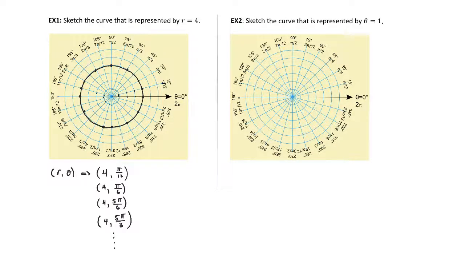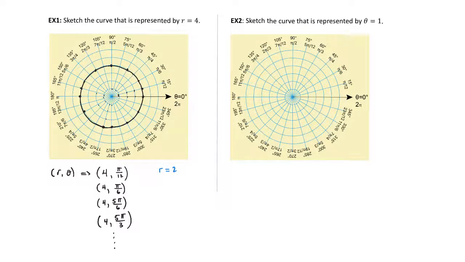Because we didn't care about the angle. The angle could have been anything. What was important was to keep r consistent. The same thing would have happened if I would have asked you to sketch r equals 2, for example.